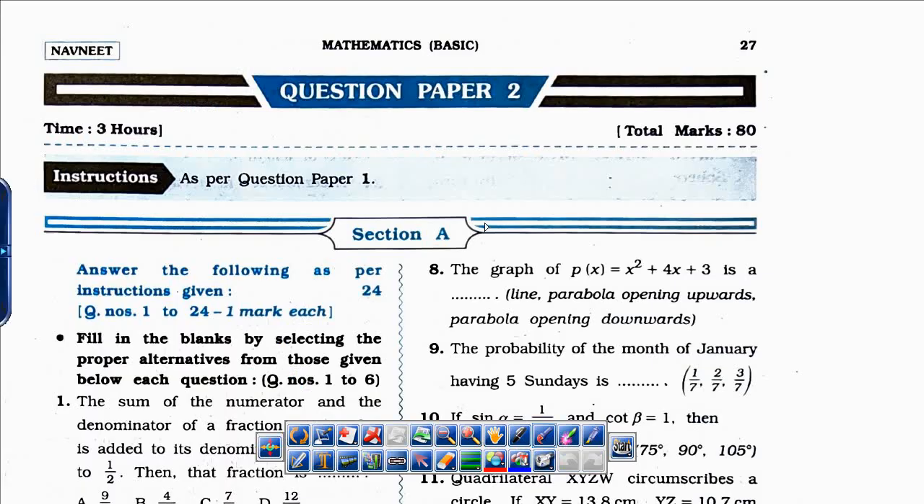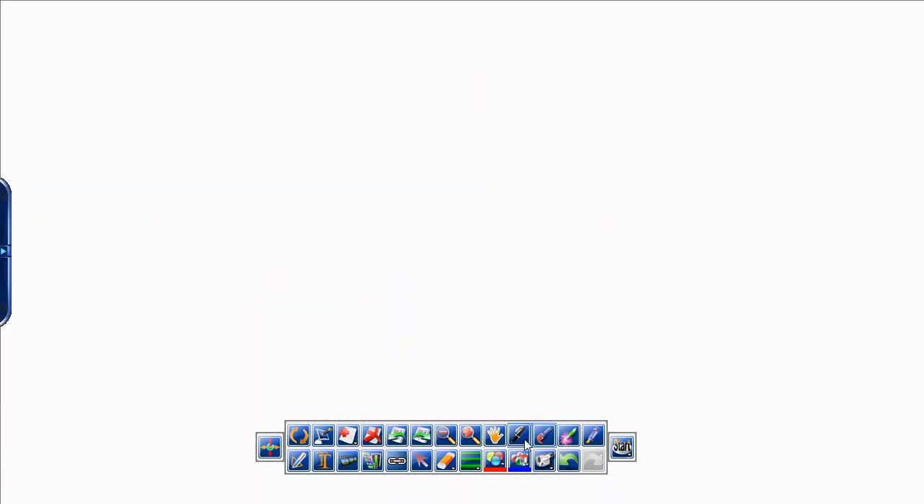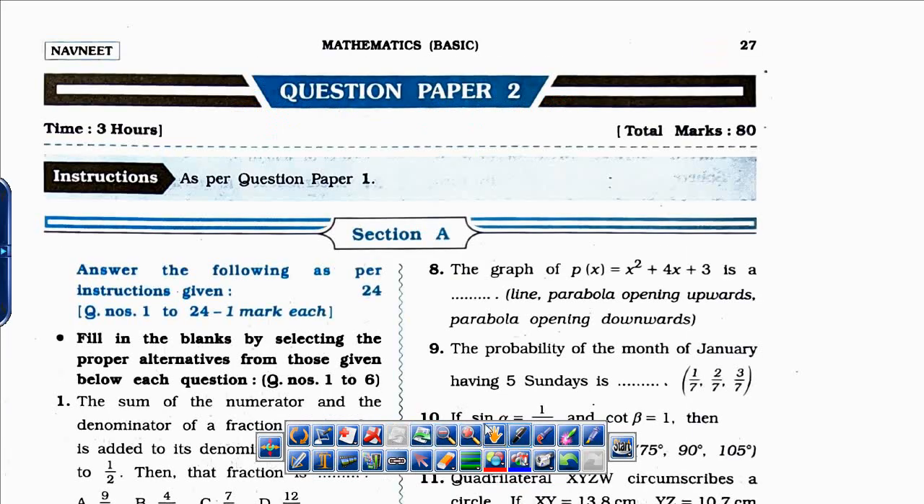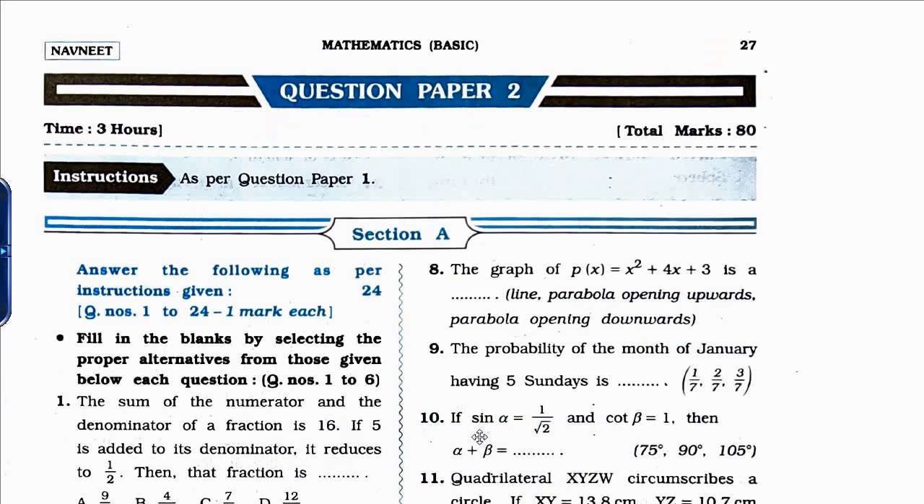Welcome to paper solving of Gala 2025. In this particular presentation or video, we are going to solve basic maths of Gala paper number 2, because paper number 1 solution is already given. Starting from objectives.